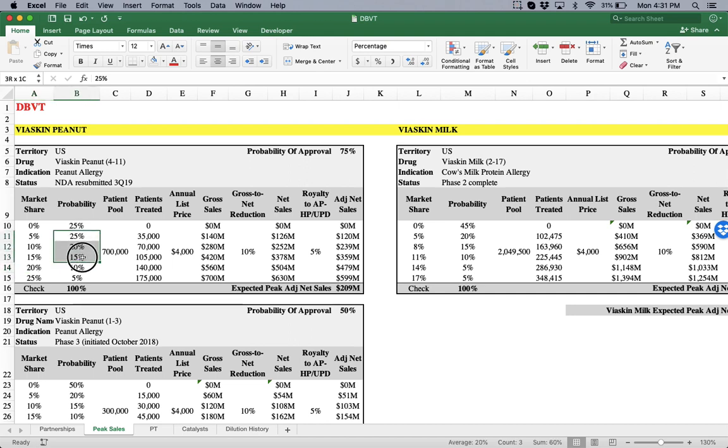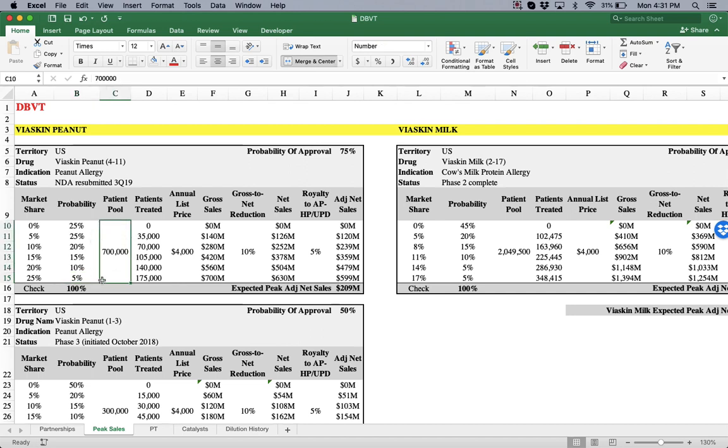The market shares don't necessarily have to be in declining order, so that the lowest probability equates to the highest market share. You might have a drug where you think it's going to be pretty much a binary outcome. Either the drug's going to be a complete miss or it's going to be a huge success, in which case your probabilities would be higher at the low end and the high end, and you would have your lower probabilities here in the middle.